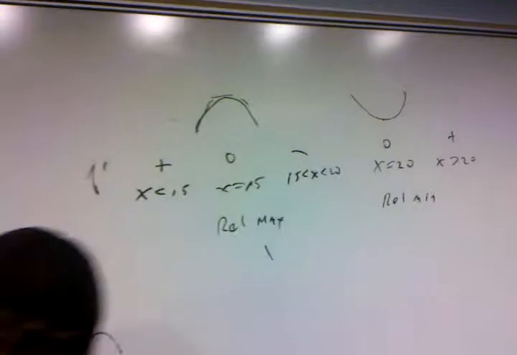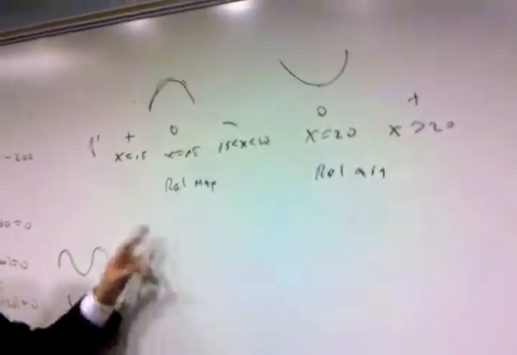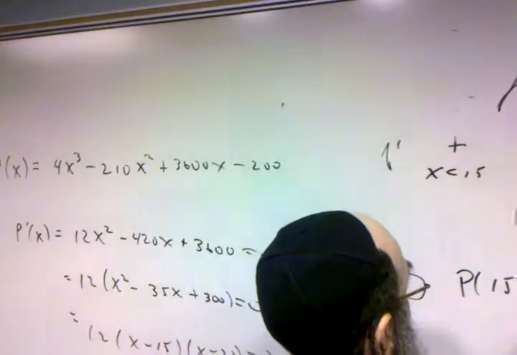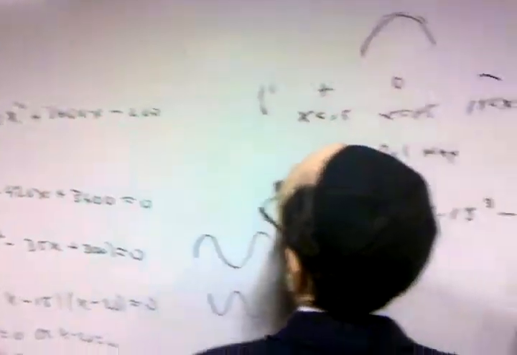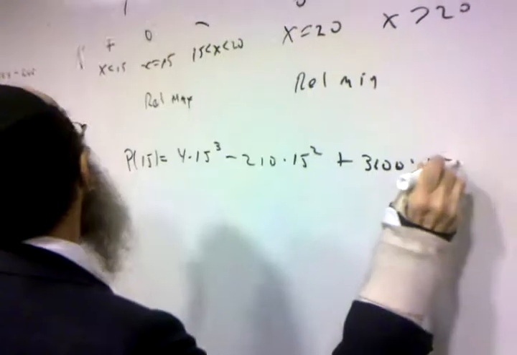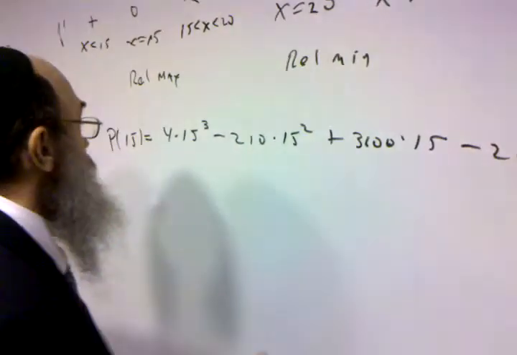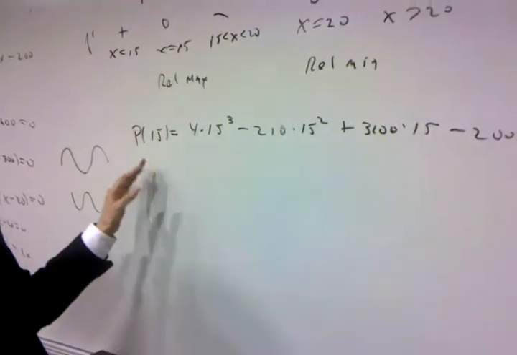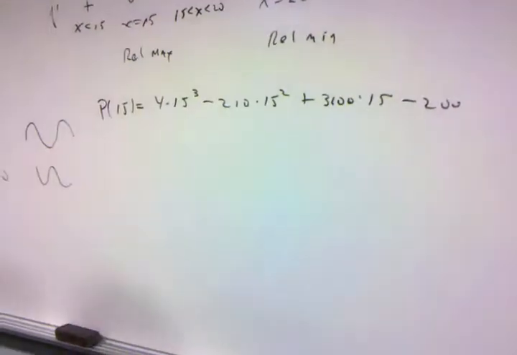So our guess for the best value of maximum profit is x equals 15. Why don't I compute P of 15 equals 4 times 15 cubed minus 210 times 15 squared plus 3600 times 15 minus 200. We will compute that in a minute. This will be the relative maximum. The question is, is this the absolute maximum?